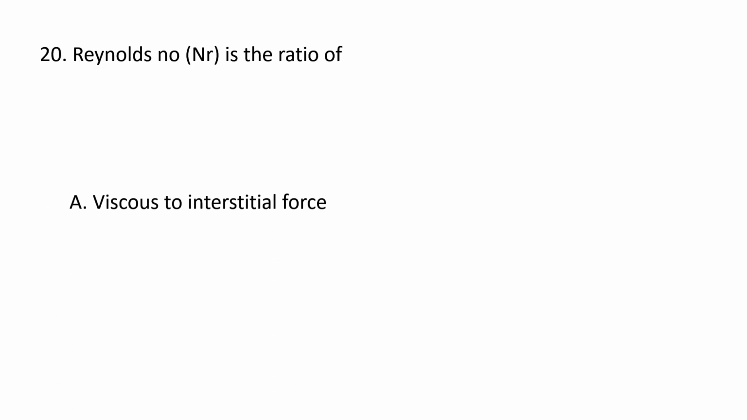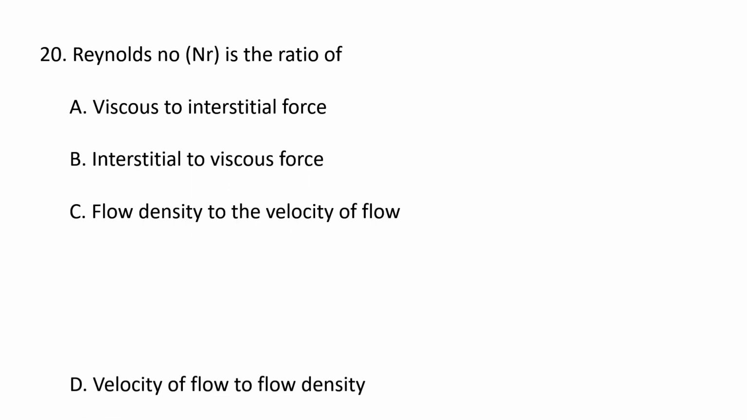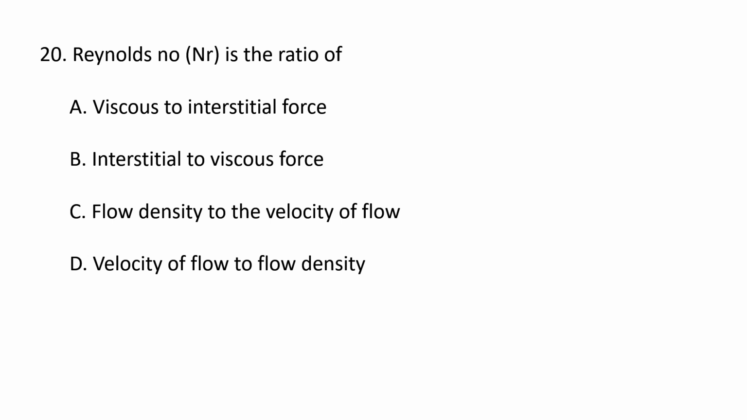Next question. Reynolds number NR is the ratio of A. Viscous to inertial force, B. Inertial to viscous force, C. Flow density to the velocity of flow, D. Velocity of flow to flow density. The Reynolds number is a dimensionless quantity. It measures the ratio of inertial forces to viscous forces in fluid dynamics. It is used to predict fluid flow patterns in different situations, such as the transition from laminar to turbulent flow. So B, inertial to viscous forces, is the correct option.